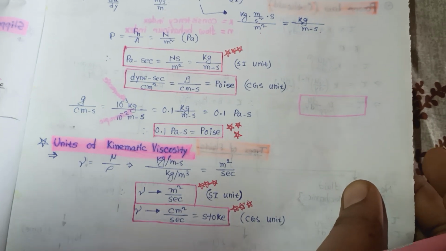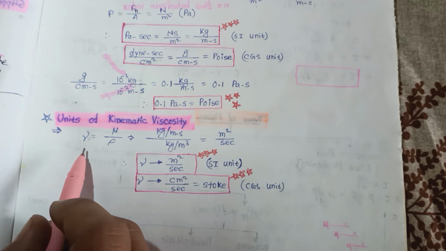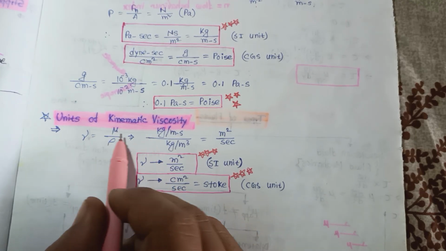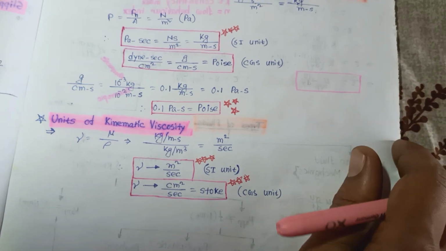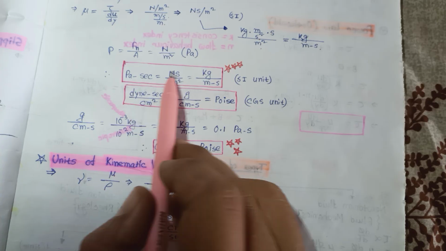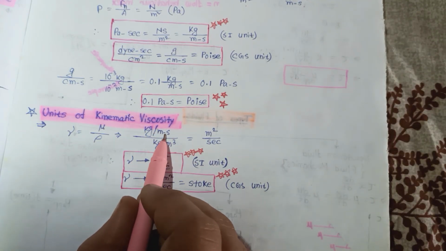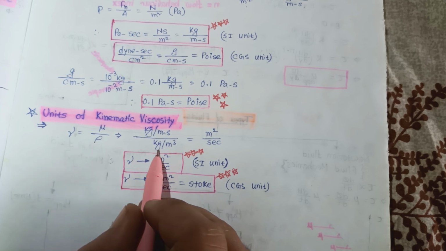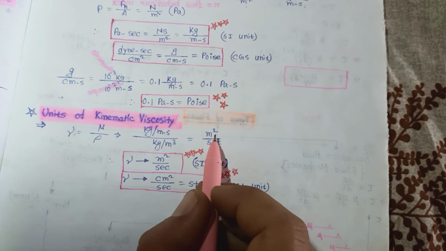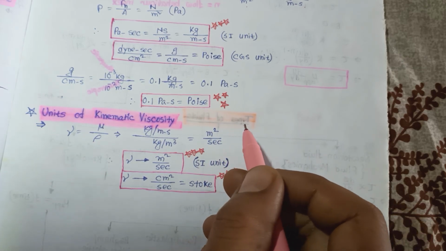Now the unit of kinematic viscosity. We know that kinematic viscosity is viscosity divided by density. The unit of viscosity is kg per meter second, or Newton second per meter square, or Pascal second. Consider it as kg per meter second, and the density rho is kg per meter cube. So from here you get meter square per second. This is very, very important, and it is also asked directly in SSC JE exams or other competitive exams.